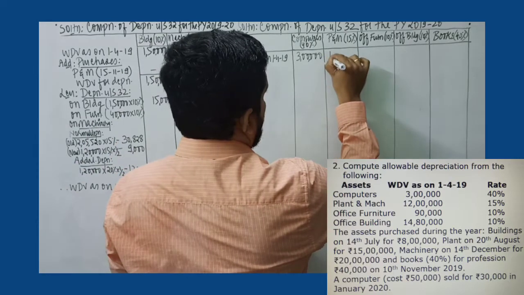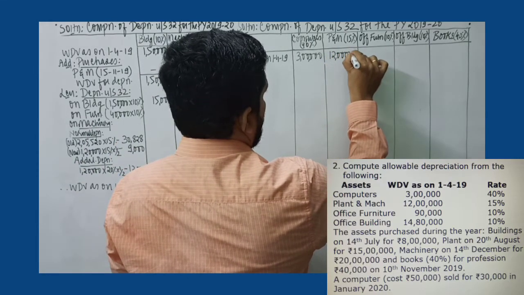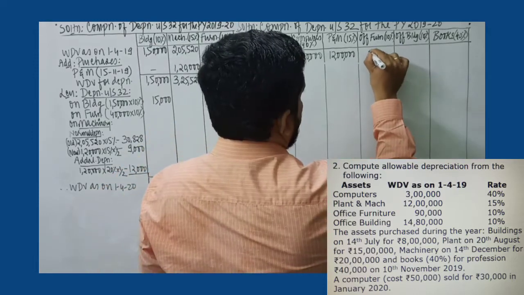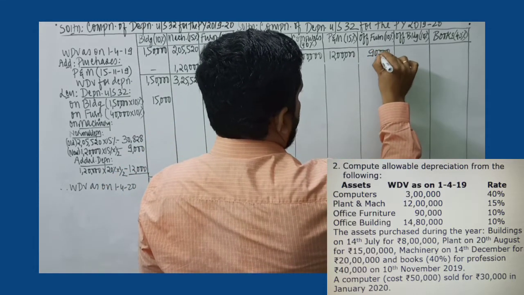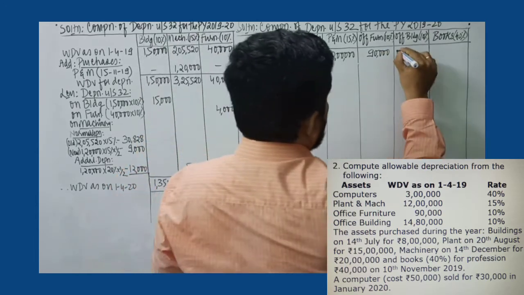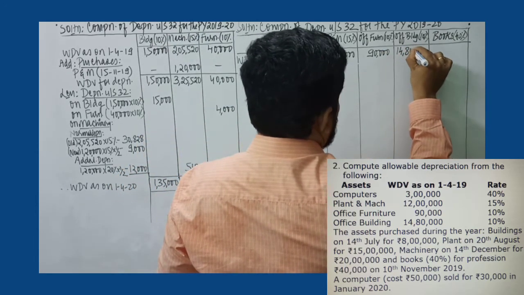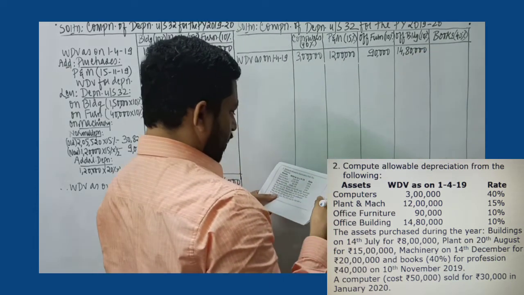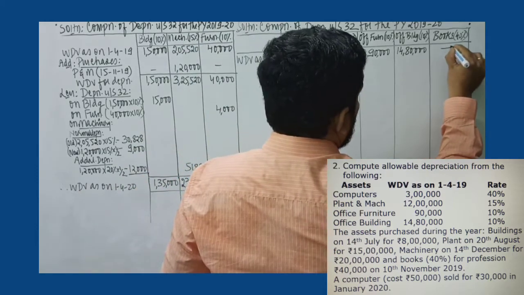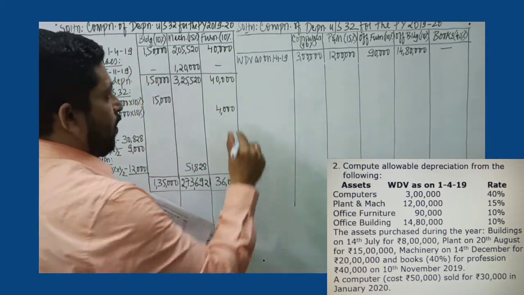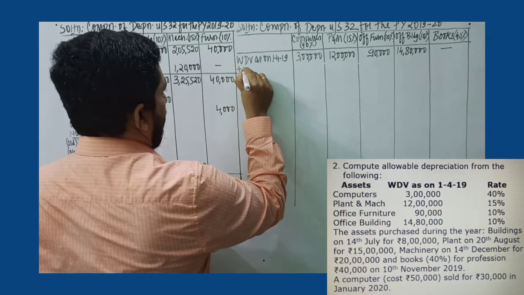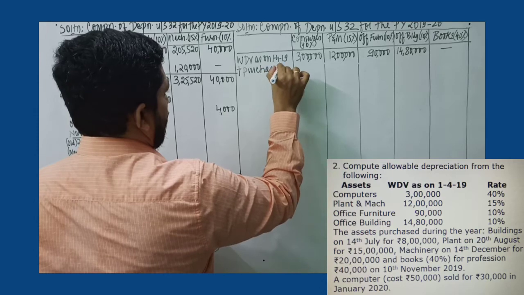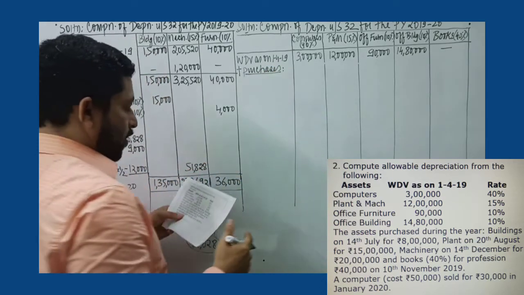Then plant and machinery is 12 lakh rupees. So I record 12 lakh. Then office furniture is 90,000. So I record 90,000. Office building is 14 lakh 80,000. And as far as books are concerned, there is no opening value, so I just put a dash. Then record add purchases. Purchases during the year, or additions during the year.